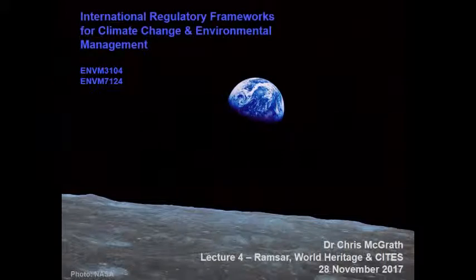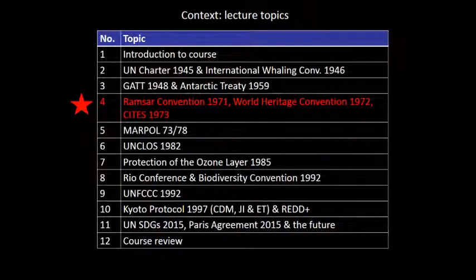Welcome to Lecture 4 for International Regulatory Frameworks for Climate Change and Environmental Management. So we are continuing on from our lectures yesterday where we looked at the General Agreement on Tariffs and Trade and the Antarctic Treaty, and we're moving on to look at a suite of treaties that were negotiated in the early 1970s. So we're leaping forward. So the Ramsar Convention, the World Heritage Convention, CITES, the Convention on International Trade in Endangered Species, 1971, 72, 73.